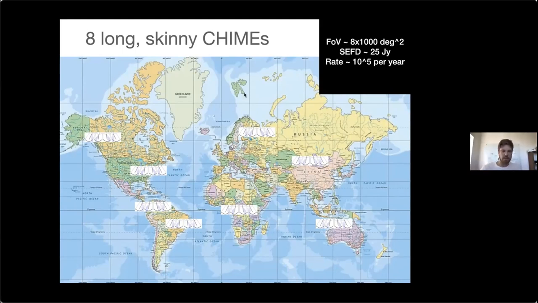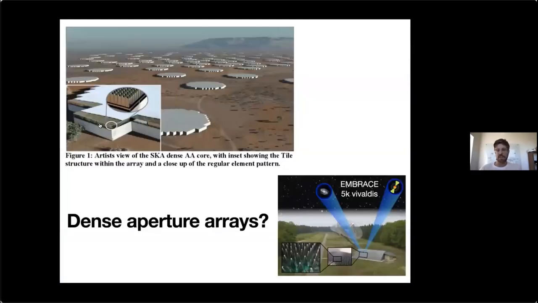Another thing you can do, really leaning into the field of view thing, would be to do away with dishes altogether. And you would end up with something like what we see here, dense aperture arrays. So these already exist. You know, EMBRACE was the first one, I think. EMBRACE is over 10 years old. It was developed in the Netherlands at ASTRON. And this is a dense aperture array with 5,000 Vivaldi feeds packed together very, very tightly. It observes at 1 gigahertz. On the top, you see an artist's impression of an aperture array proposed for the SKA core.